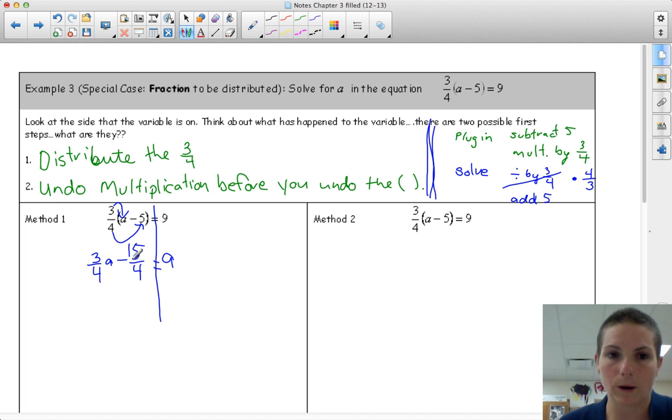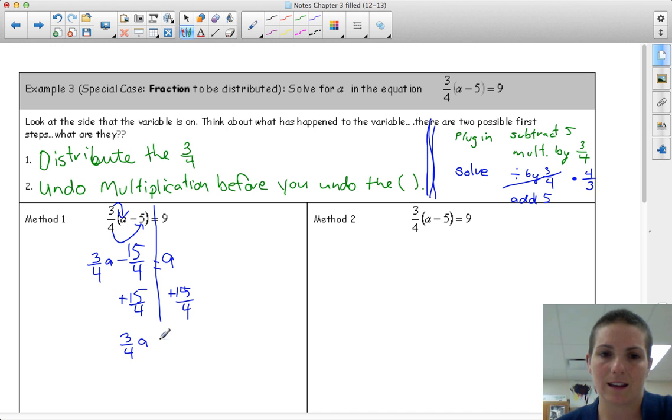So now we've got a two-step equation. We need to add 15/4. And now we've got 9 plus 15/4. So we have 3/4 a equal to, well, 9 is really 36/4, plus 15/4. 36 plus 15 is going to give me 51/4.